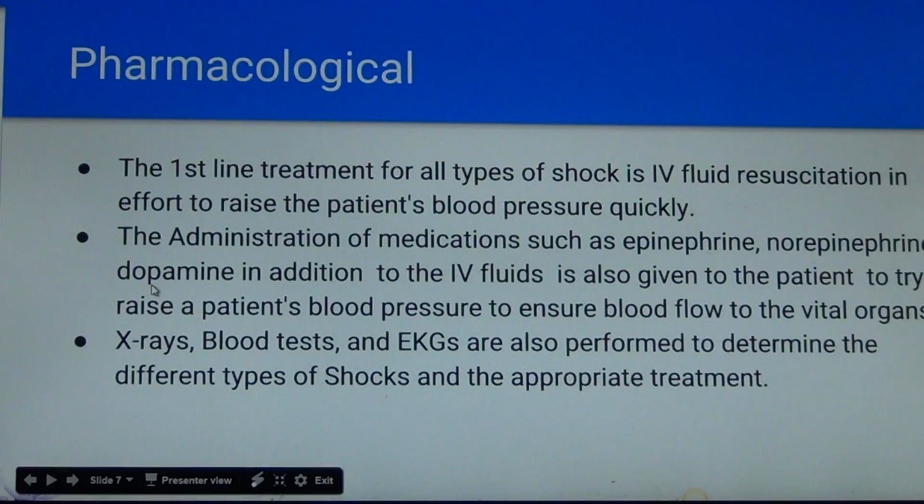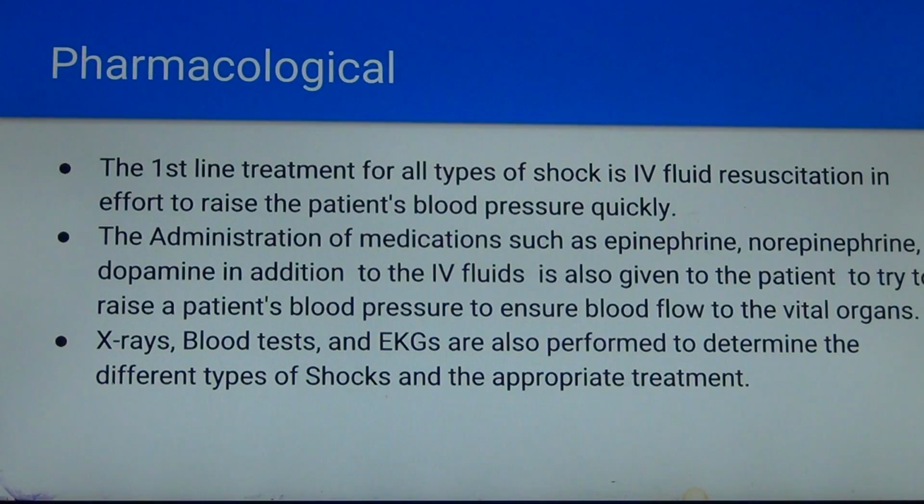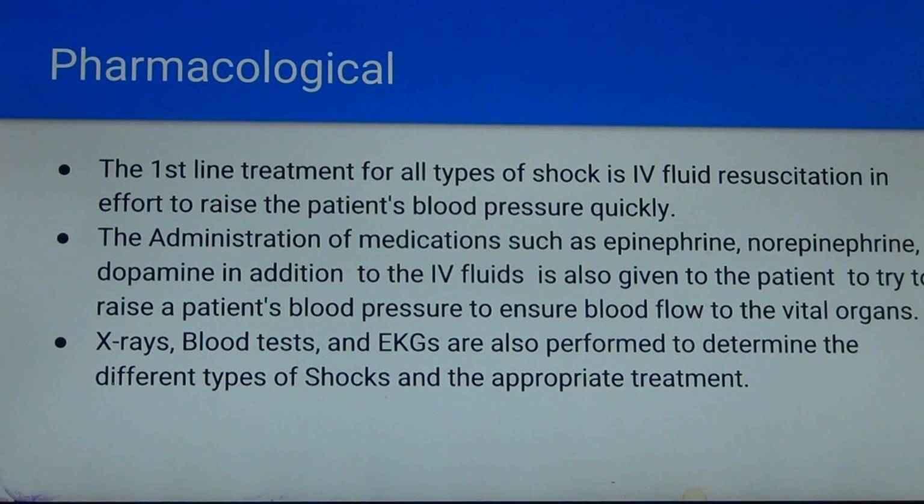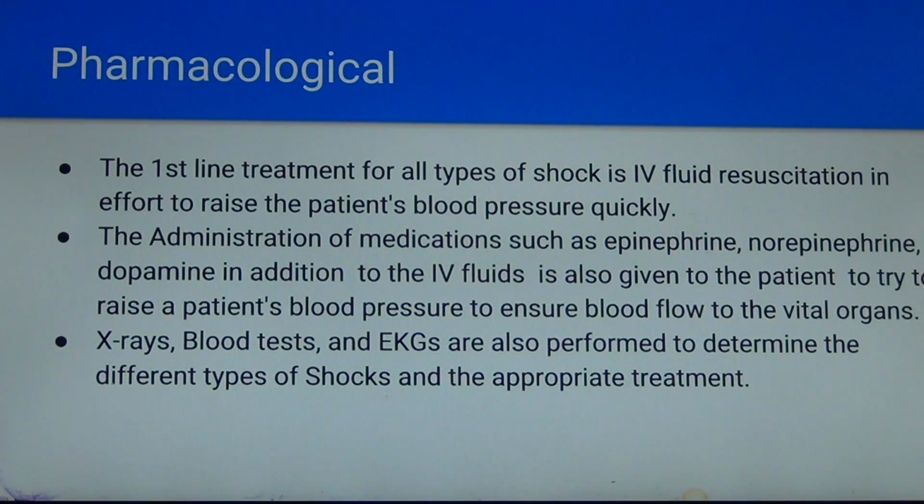The pharmacological treatment for shock, the first line of treatment for all types of shock, is going to be IV fluid resuscitation in efforts to raise the patient's blood pressure as quickly as possible. The administration of medication such as epinephrine, norepinephrine, and dopamine, in addition to the IV fluids they are already receiving, is to try to get the patient's blood pressure to raise more and to get blood flow to the vital organs. X-rays, blood tests, and EKGs are also performed to determine the different types of shock and the appropriate treatment for that shock.